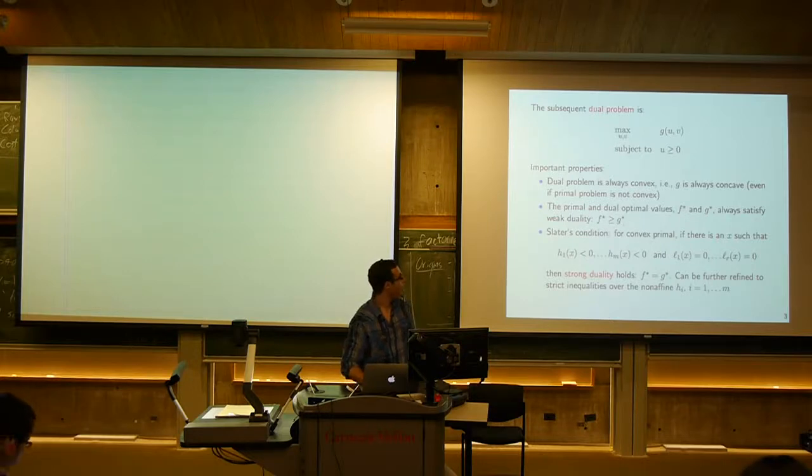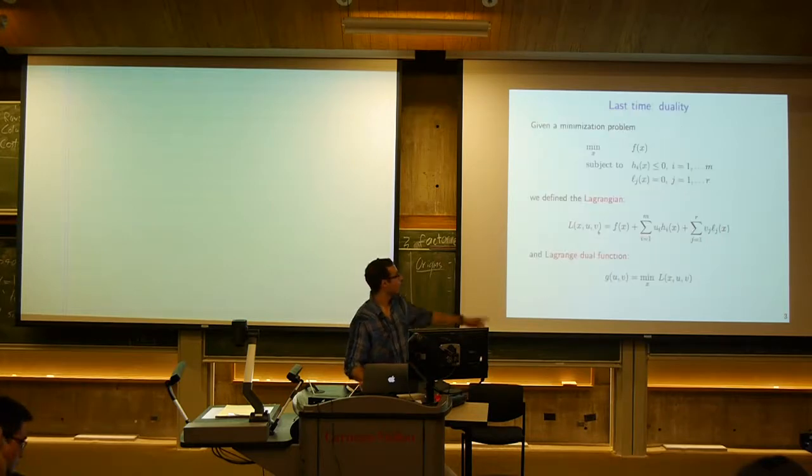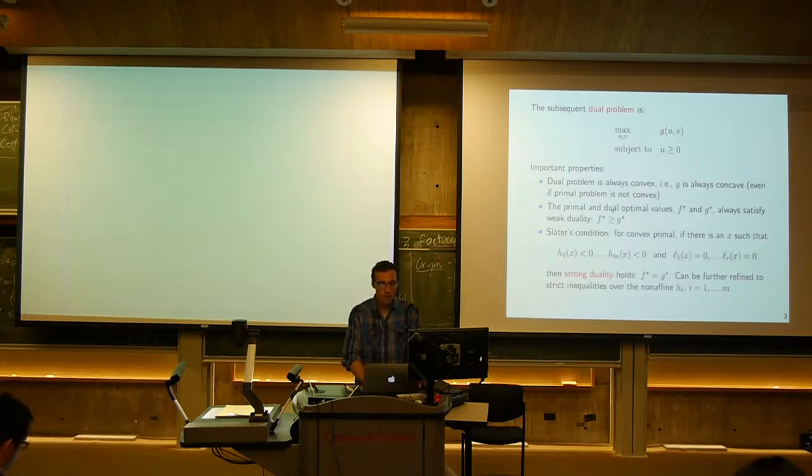It's always true that the maximum of the dual function over all u that are non-negative, that's the dual problem's optimal criterion value. G star is always less than or equal to f star, the optimal value of this original program. That's called weak duality.